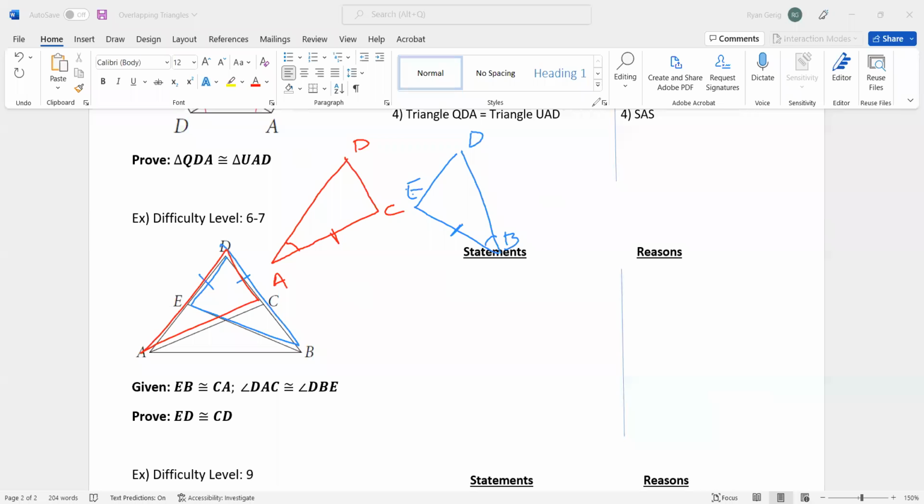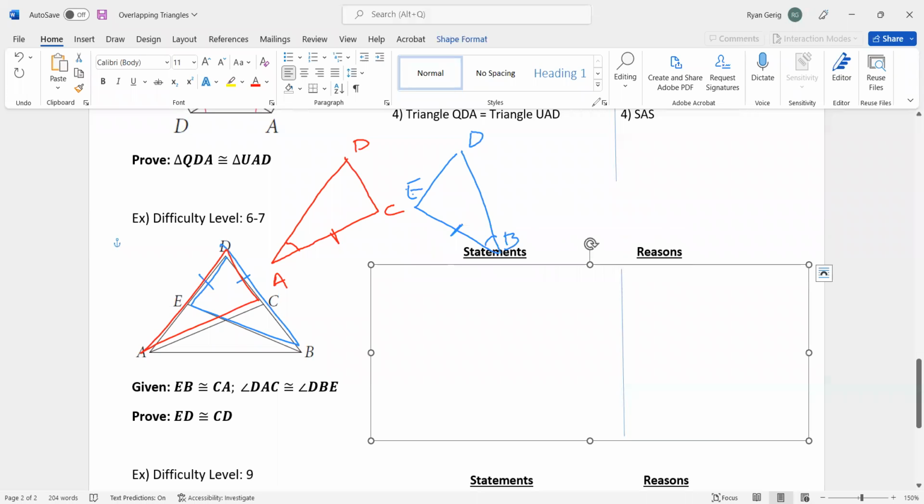Now let's go ahead and type them in the proof. And just to show you that it does, I can do this in one step or two. I'm going to go ahead and put both of them in there. EB is congruent to CA, and angle DAC is congruent to angle DBE. Reason that's given. Okay. Now, is there a shared part?